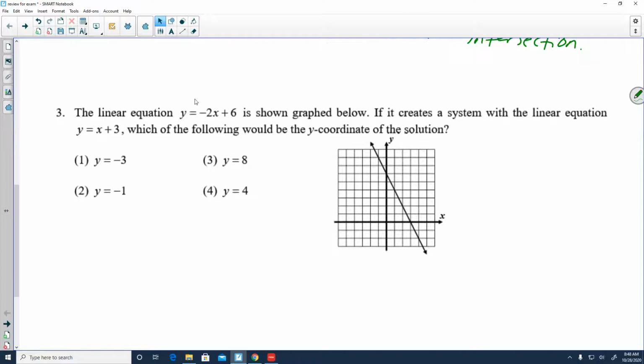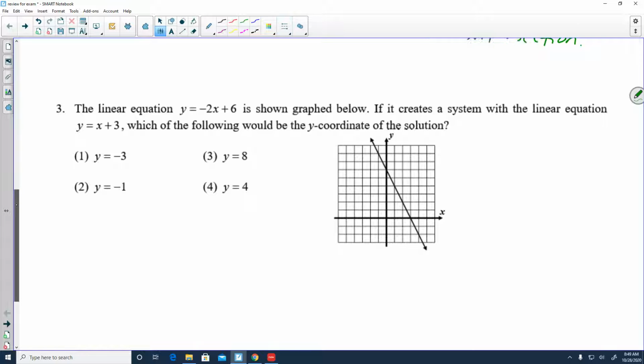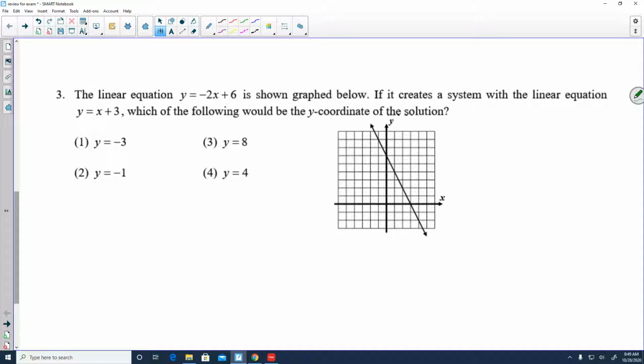Number 3, the linear equation y equals negative 2x plus 6 is shown graphed below. If it creates a system with the linear equation y equals x plus 3, which of the following would be the y-coordinate of the solution? So here I'm asking you to graph it on paper on the exam. You're not going to ever have to graph on paper since you're not in person and I can't give you a handout, but just make sure you know how to graph a line, all right?